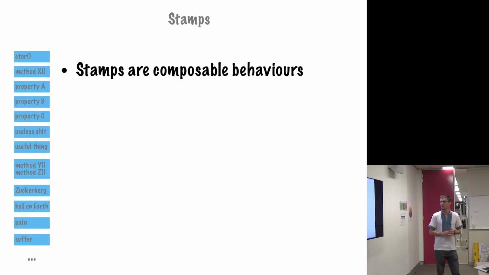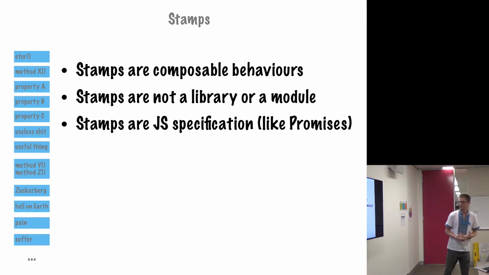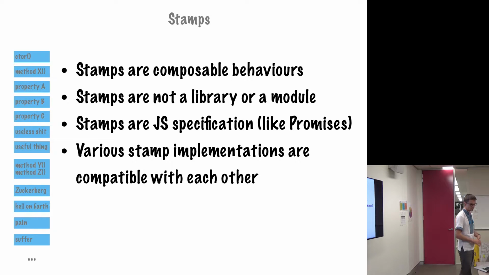Stamps are composable behaviors. You can merge these stamps, magically, and get a larger stamp with more information inside. Stamps are not a library or module. Stamps are specifications. In our case, it's a JavaScript specification only, because that's what Eric Elliott is doing. He's doing JavaScript. So there is a promises specification in JavaScript. So we created our stamp specification. And various stamp implementations are compatible with each other, just like promises.